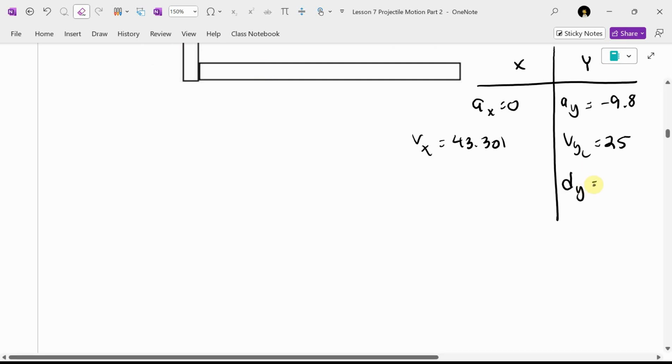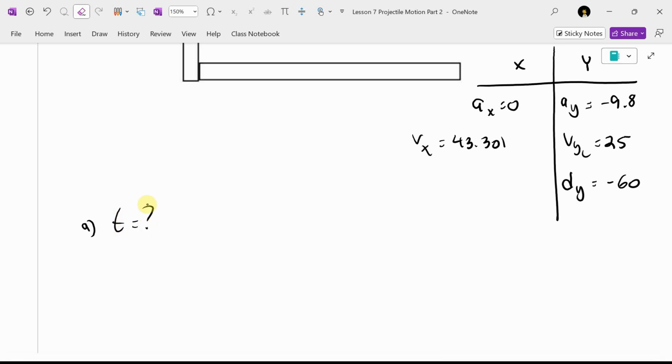Y negative, you're correct. It's a displacement. We are ending up below from where we started. Which column do I know 3 things in? Horizontal or vertical? Which column am I going to find time in? Vertical. So part A said find time of flight. I'm going to go t equals question mark.